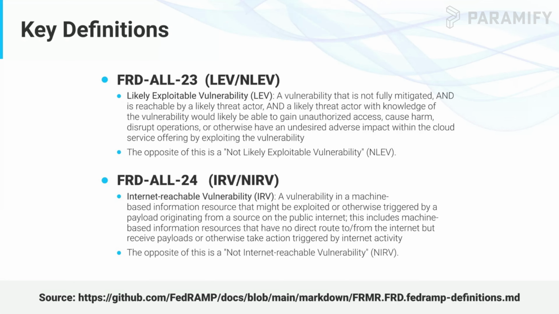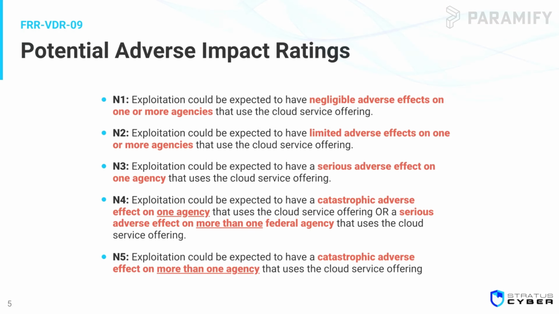Whereas if it's on an EC2 instance that's several layers within your system and is only accessible by your engineering team for internal development tasks, that's treated a little differently because the risk it presents is different. So these two terms of likely exploited vulnerability and internet reachable vulnerability are key as we look at the new timeframes in this standard. The other thing to understand is the adverse impact ratings.